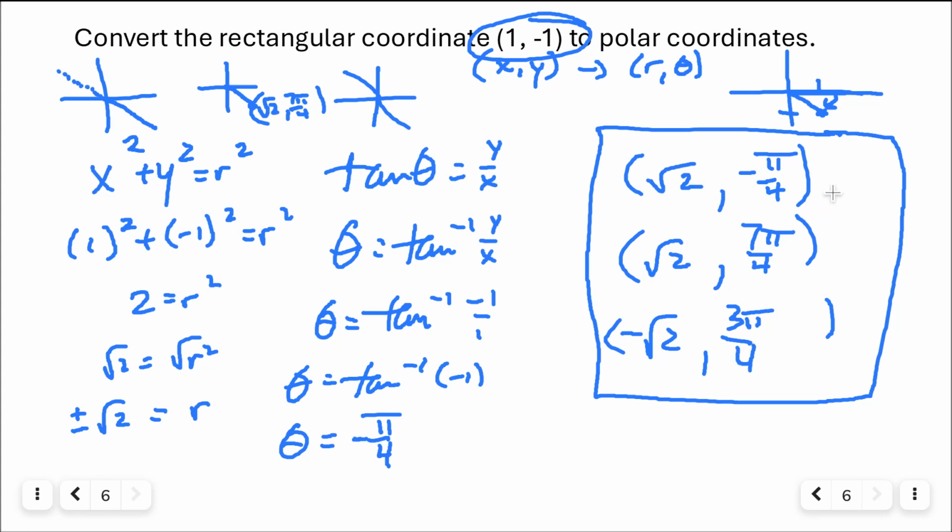So this is a very brief introduction to polar coordinates. There's many other things that you can discuss.